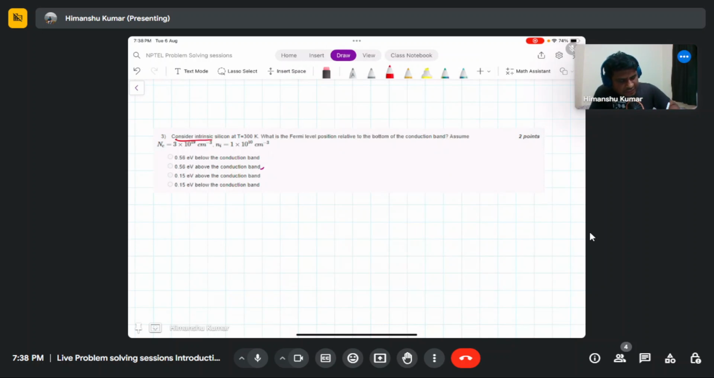Consider intrinsic silicon at temperature equal to 300 Kelvin. What is the Fermi level position relative to the bottom of the conduction band? Basically, the Fermi level is asked with respect to EC. NC is given as 3 into 10 power 19 and Ni as 1 into 10 power 10.